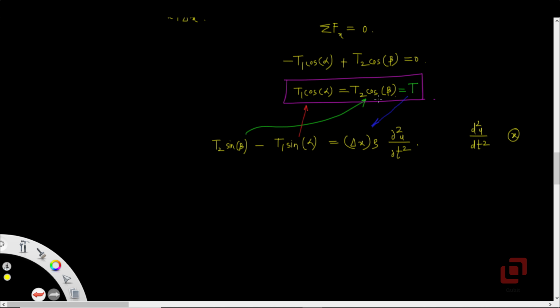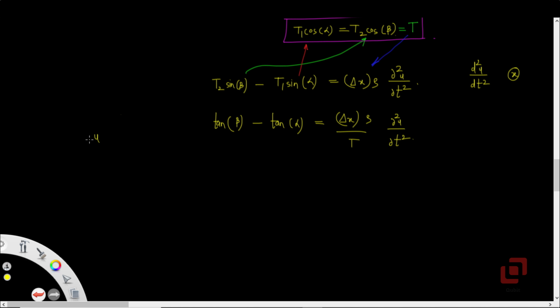So if we divide T2 sin beta by T2 cos beta, we will get tan beta. Then for T1 sin alpha, the divisor is T1 cos alpha, so it will be tan of alpha. And on the right hand side, let's keep delta x as it is. Rho will be there, divided by T, partial squared u by partial t squared. See, if we were to differentiate u partially with respect to x, we have already seen this in parametrization of curves. Partial derivative of u with respect to x gives us the tangential direction.